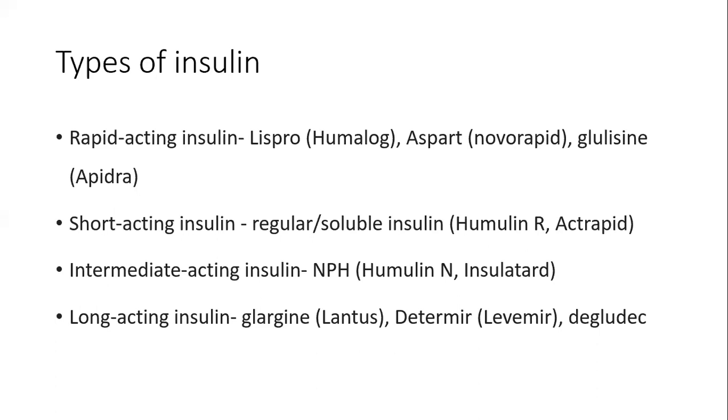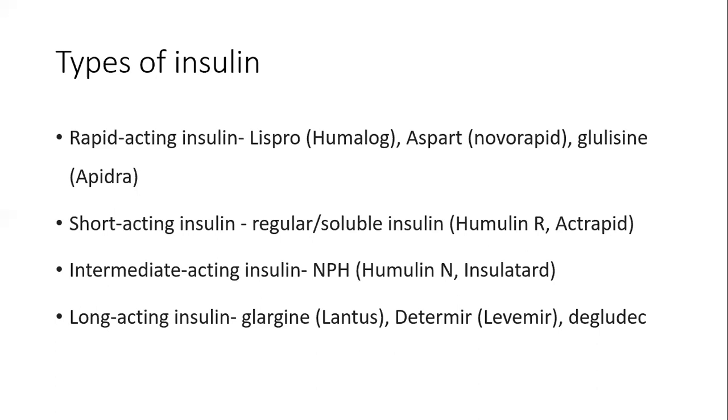The intermediate insulin that we have is NPH. In our market, we have it as Humulin N or Insulatard. These are the trade names that are available locally in our market, and I'm putting this intentionally so that we don't confuse the trade names and the generic names. The long-acting insulin that we have in our market is Glargine, which the proprietor calls Lantus. We have Detemir, which is called Levemir in our market, and Degludec. Degludec is a longer-acting form of glargine. So these are the insulins that we have in the market.